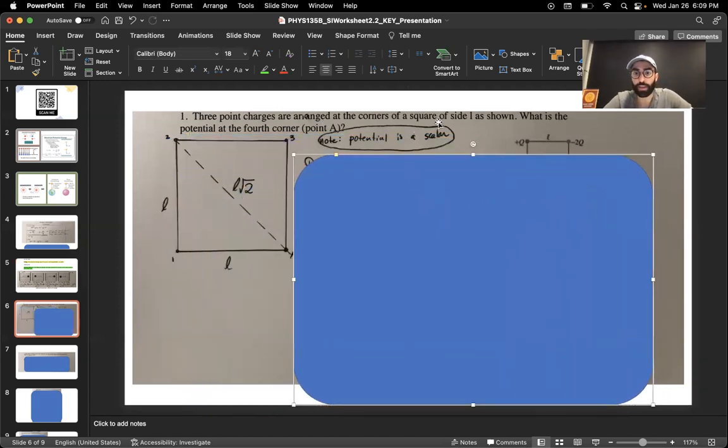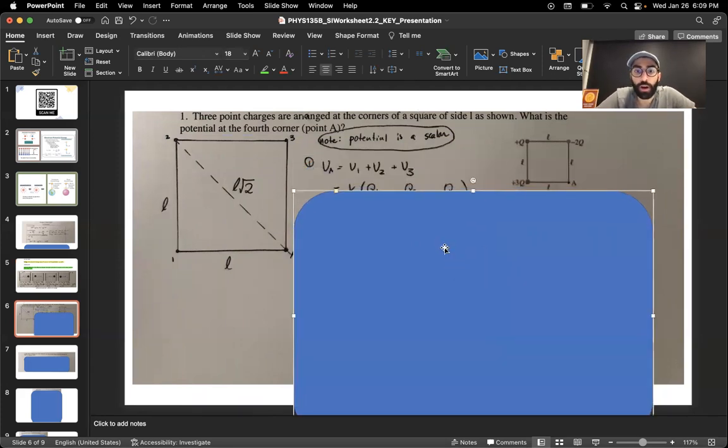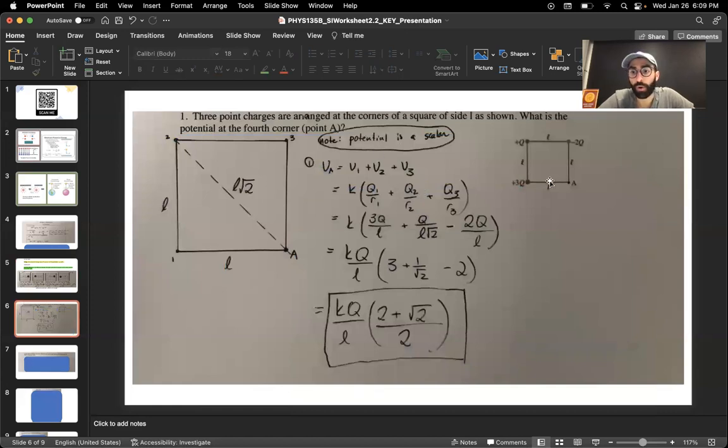Obviously, potential is a scalar, so we have to recognize the minus or plus. It's not a vector. We have 3 point charges arranged at the corners of a square as shown. All sides are L distance. What is the potential at the fourth corner? I'm just going to delete that square. Fourth corner, point A, so distance L, distance L, distance L.